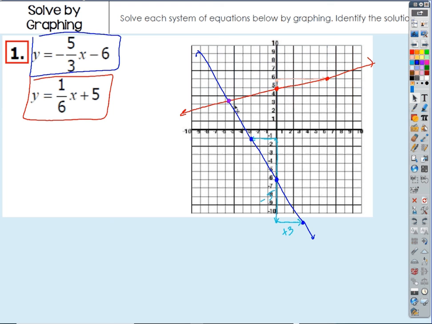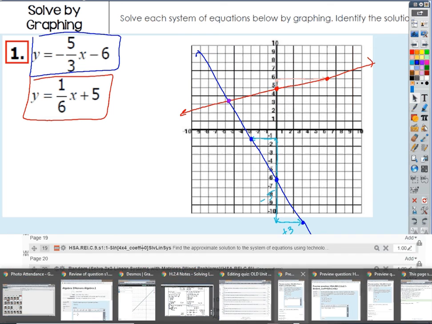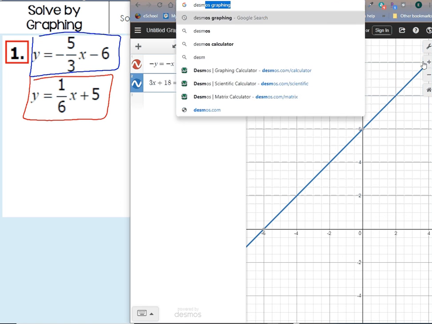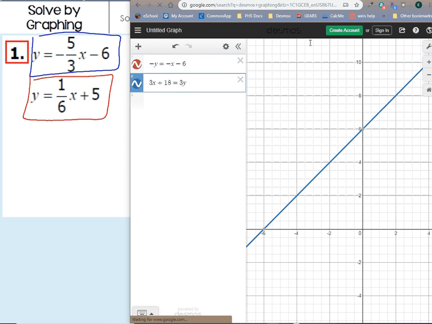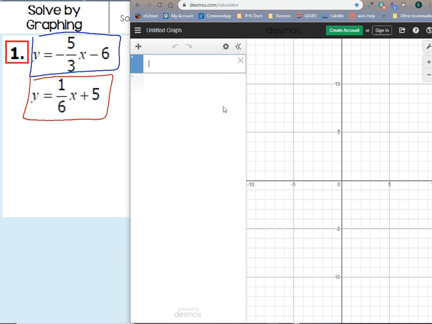So everybody go to the Desmos graphing calculator. If you don't have that, that's one you're going to want to bookmark because we're going to be using it a lot. So all you got to do here is if you don't have it, just Google Desmos graphing. And that takes you here, and if you just click on Desmos graphing, there you go, and then just bookmark that. Okay? Very easy to use. You've had some experience with this already.